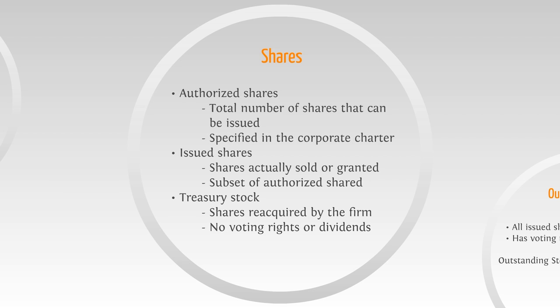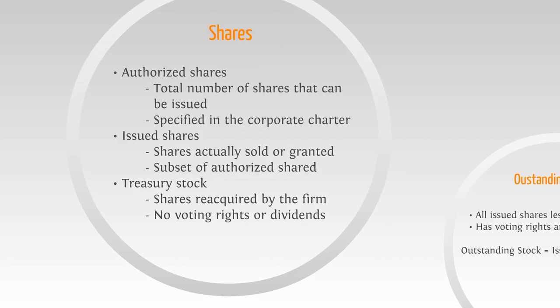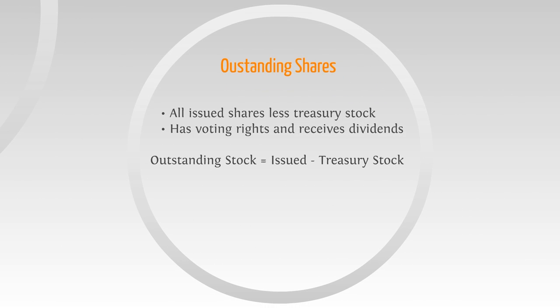And you can think of these as kind of dormant shares. They don't vote, they don't receive dividends. They're just maintained on the books of the corporation until they're reissued out again. Outstanding shares are an important thing to know. These are the number of issued shares less any treasury stock that has been reacquired by the corporation.